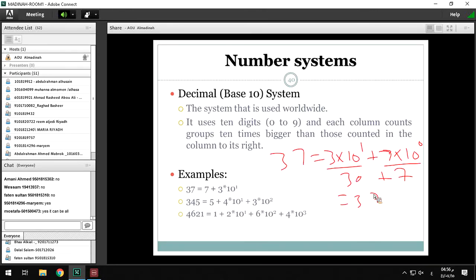Right. So any number in decimal can be written as multiples of powers of 10, as given here. 345: 5 into 10 power 0, 4 into 10 power 1 and 3 into 10 power 2. So it is 345 in total.